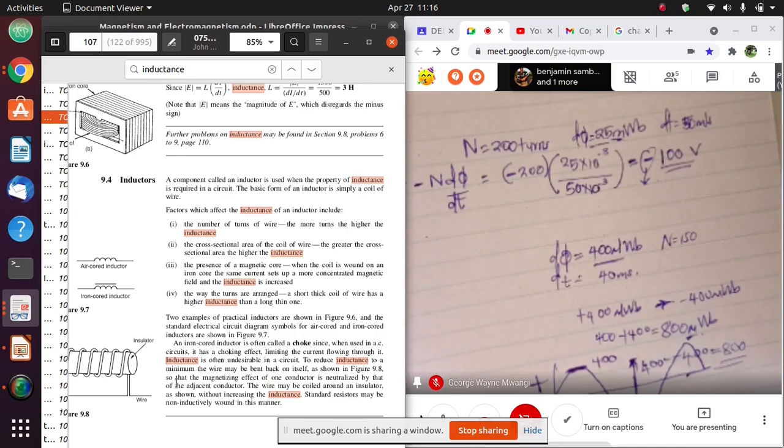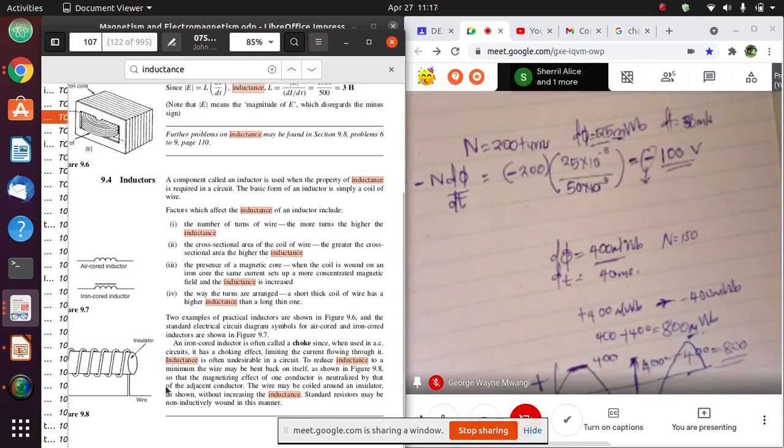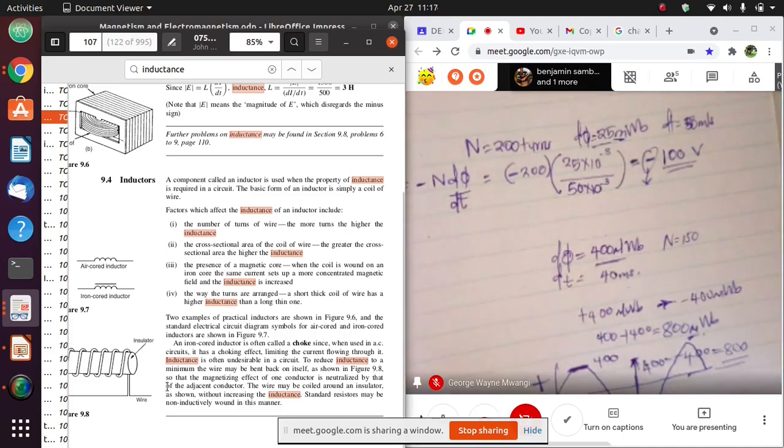Now, what are some of the factors that affect the inductance? When you have an inductor in a circuit, what will be some of the factors that will increase or decrease the inductance? Number one, the number of turns. If there are more turns in that inductor, the higher the number, then the higher the inductance in that circuit. Okay? The cross-sectional area of the coil used in that inductor. So the greater that cross-sectional area, the higher the inductance. Are we together?